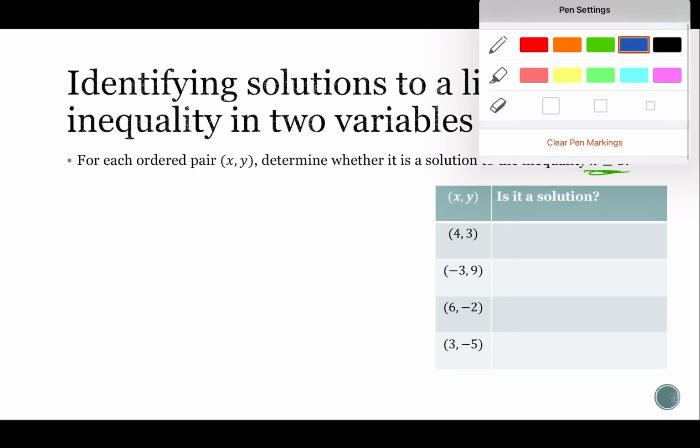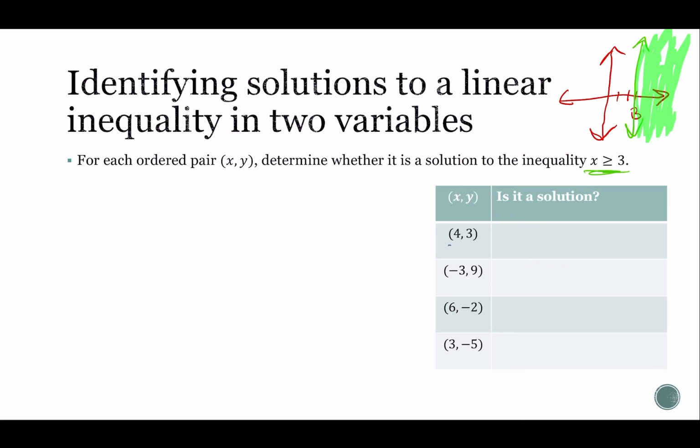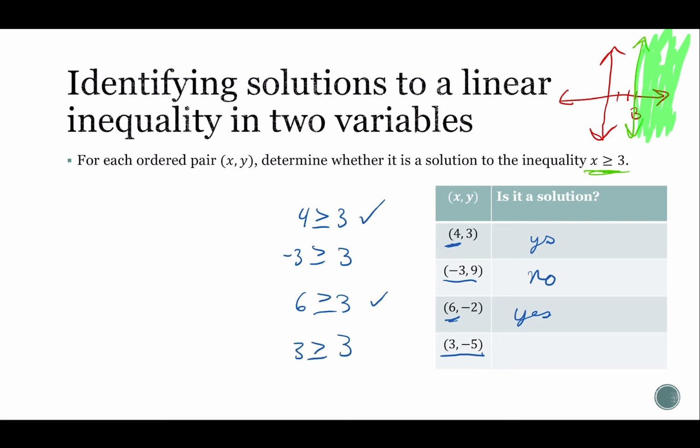So let's go ahead and check these for x. Here is 4 greater than or equal to 3? Yes, so this is a solution. Is -3 greater than or equal to 3? No, not a solution. Is 6 greater than or equal to 3? Yes. Is 3 greater than or equal to 3? This is also a yes, right? Because 3 is greater than or equal to, and 3 equals 3. So yes, this is a solution.